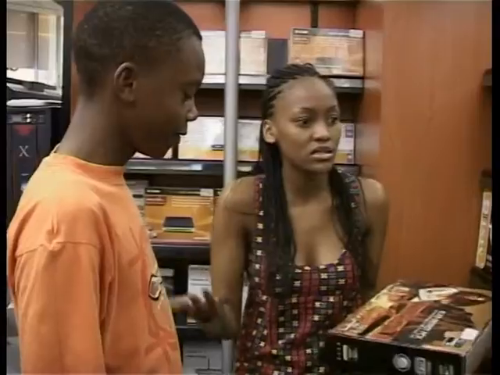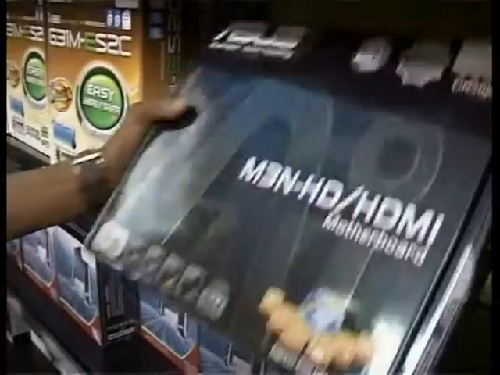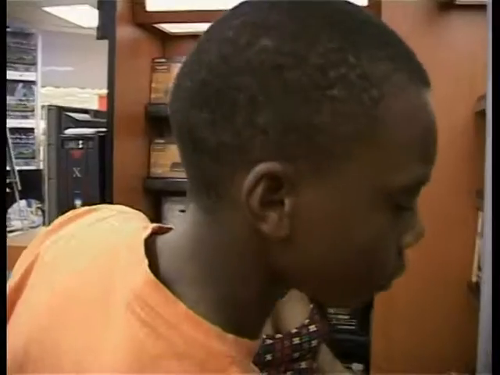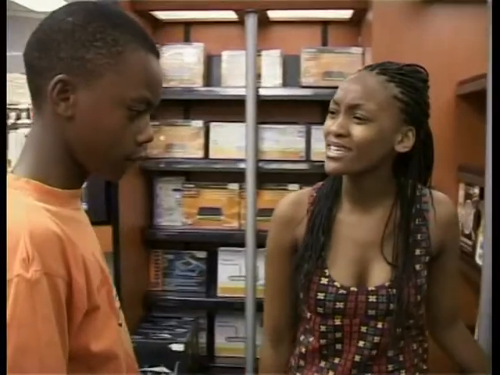And what is the right motherboard? It's the one that's marked SLI or Crossfire ready. Oh. So that's what ready means. The motherboard uses a controlling circuitry to make it work.